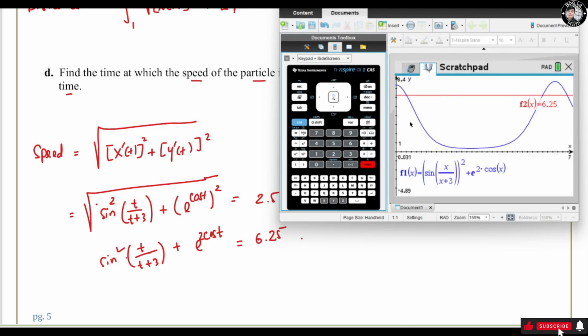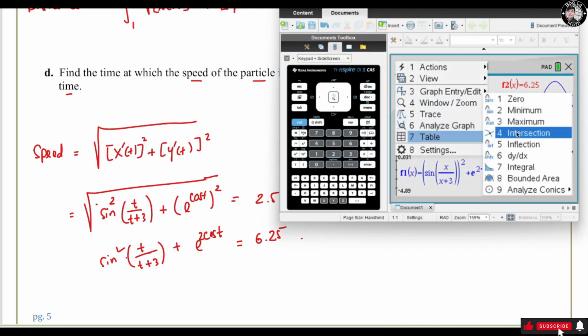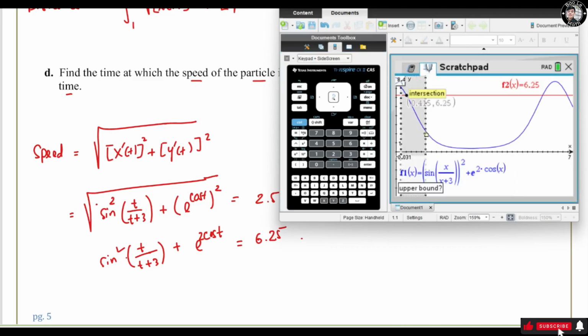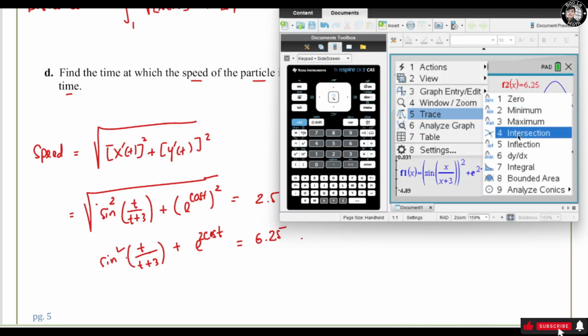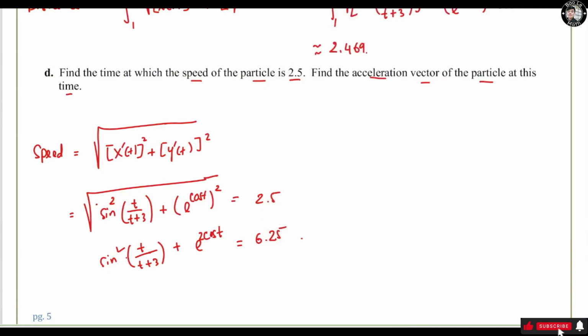Now remember the domain is from 0 to 5, right? Now we need to find the intersection, so we need to press menu, analyze graph, intersection. Go to the left, go to the right, it's going to be 0.415. And the second one right here, menu, analyze graph, intersection, it's going to be right here. Now, remember the domain is from 0 to 5, right? This one is 5.8, is outside the domain. So we only have one solution, 0.415, that's it, right?